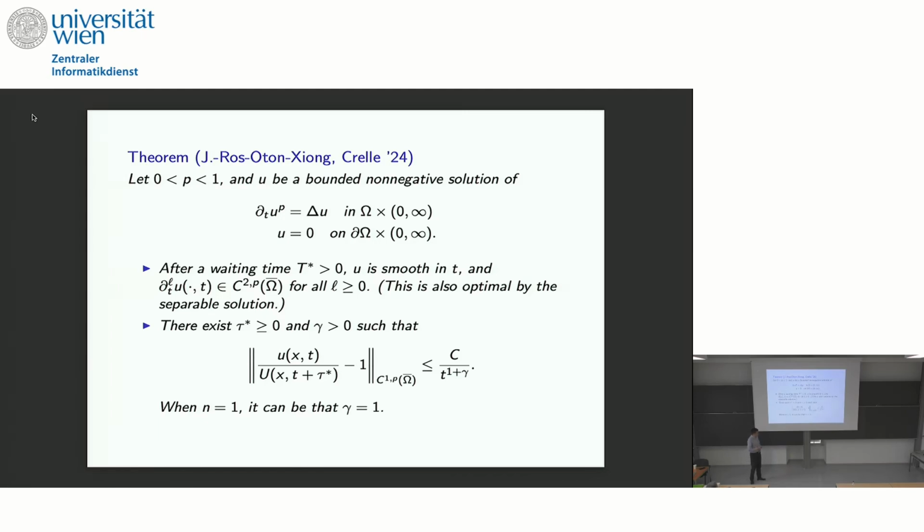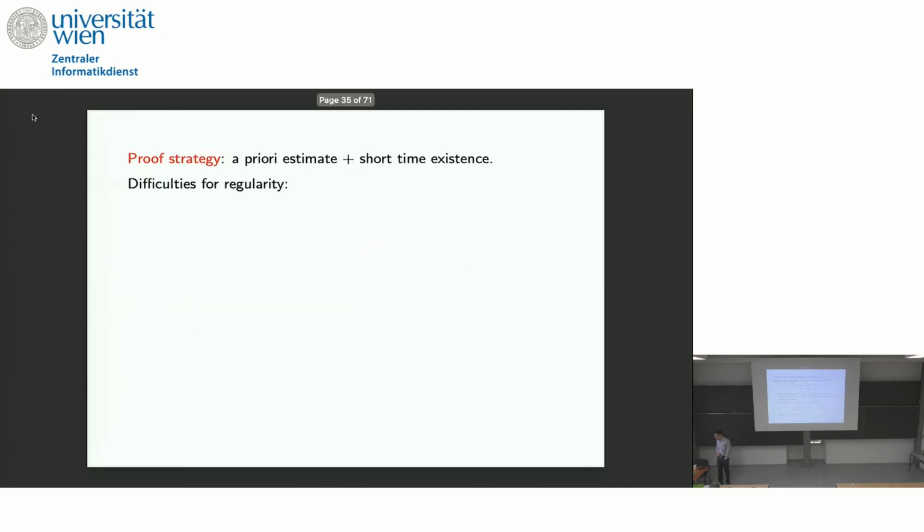Okay? And so in general, we don't know how to quantify this gamma, but in one dimension, we know that we can take gamma equals 1. We are not saying that's the best, but we say gamma can be 1. So gamma equals 1 is true in 1D. Okay. So this is for the porous media equation.